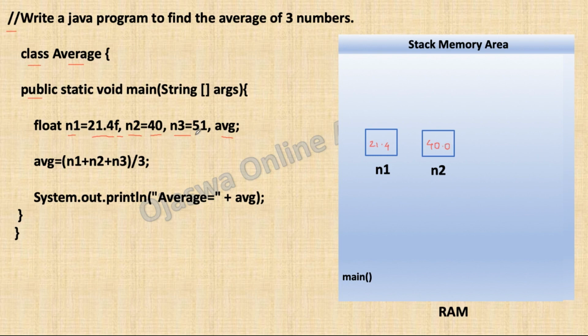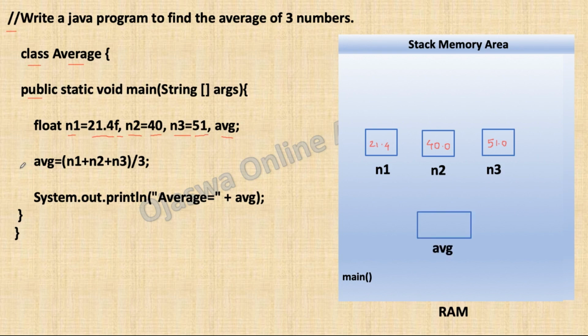The same happens with variable n3. Memory for variable n3 is reserved and the value 51 is stored. Internally it is converted to a float value and the value 51.0 is stored inside variable n3. Next is the variable average, that is avg. Memory for variable avg is reserved, yet no value is assigned to it.